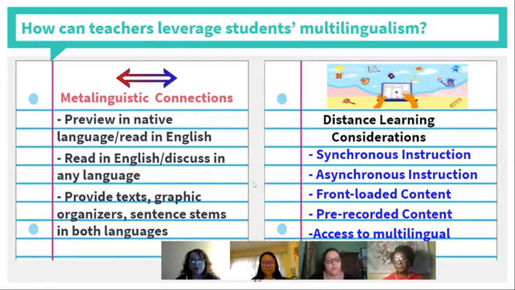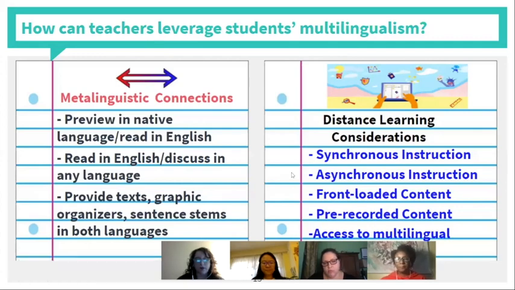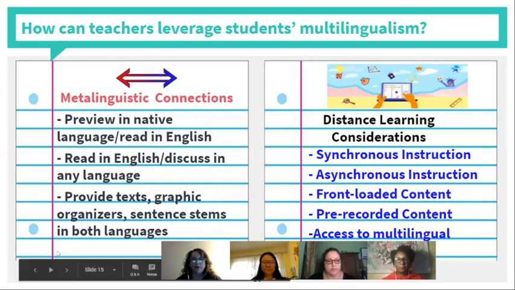When this is distance learning, there's extra considerations. If you are providing asynchronous instruction, you might do a book introduction in Spanish for the book that's going to be read in English, or you might allow the students to respond in either language. So those are some ideas for distance learning.